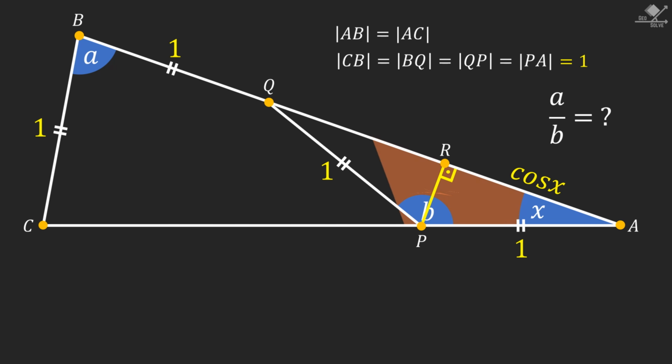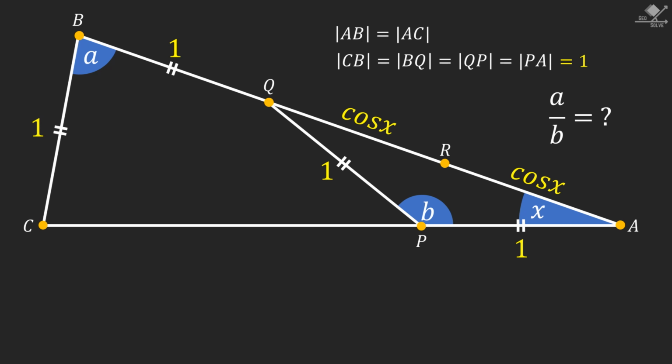Now let's focus on this isosceles triangle. Remember that in an isosceles triangle, the height drawn from the vertex angle will bisect the bottom line segment. So line segment QR will also be cosine x units. Now let's clear the figure a little bit for the next step.